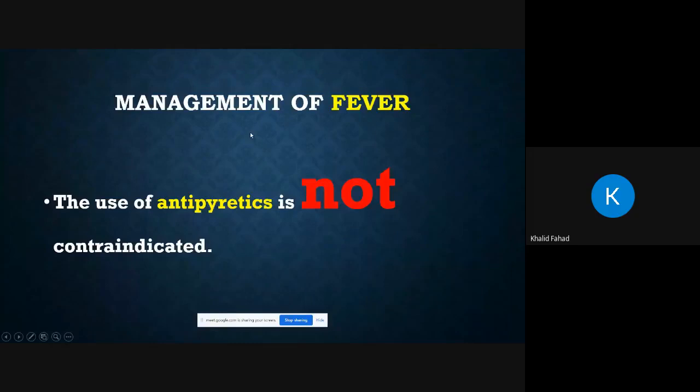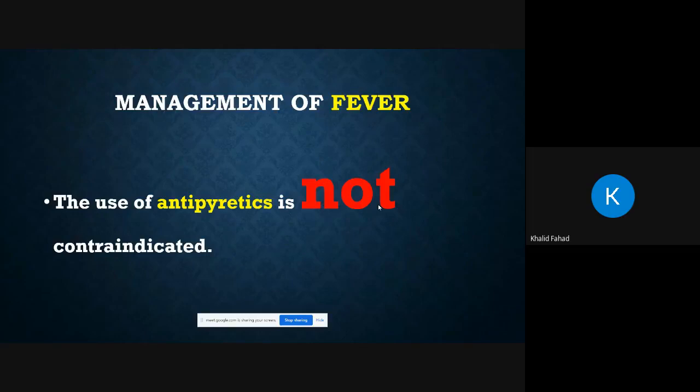What about the management of fever? The management of fever is usually by use of antipyretics, and it is usually not contraindicated. So the use of antibiotics is not contraindicated in the setting of fever. Many physicians will treat fever with antibiotics, and it is not contraindicated. But it may mask the signs of infection, which is fever, right?